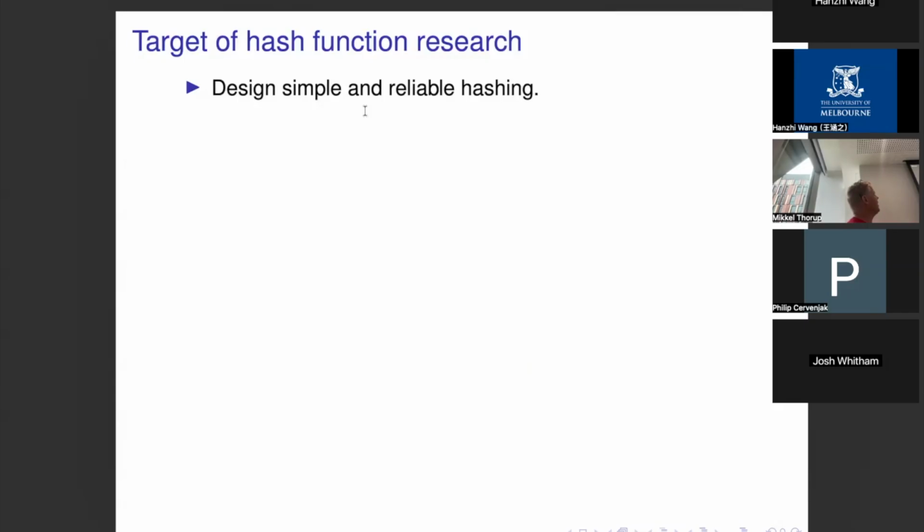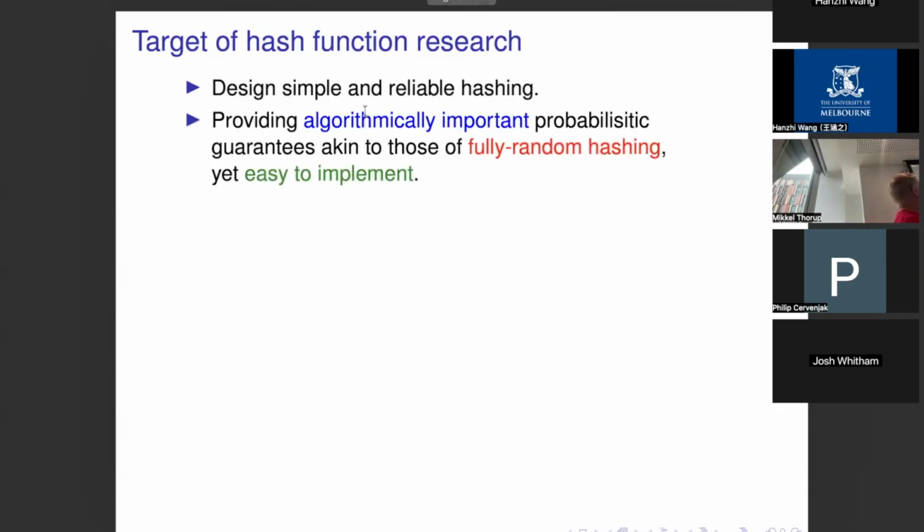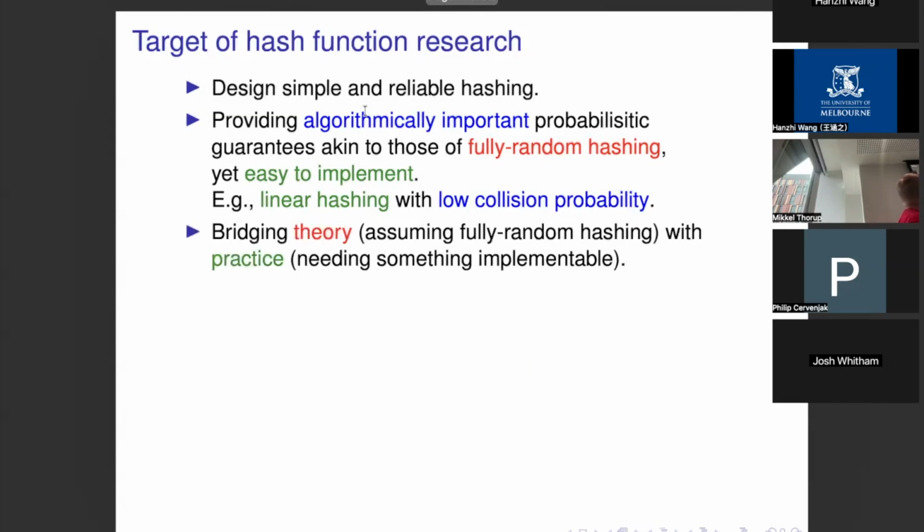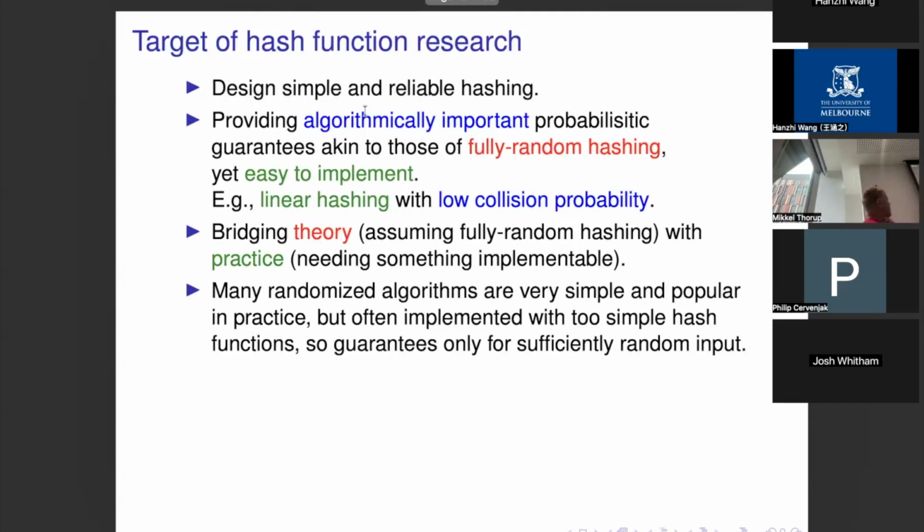So the target of hash function research is to design simple and reliable hashing that gives the same algorithmically important probabilistic guarantees as those from fully random hashing, and yet you can implement. And this linear hashing with low collision probability is an excellent example, and indeed the thing that started the whole area. And that bridges this theory of assuming fully random hashing with the practice.